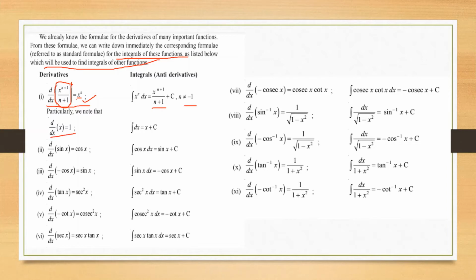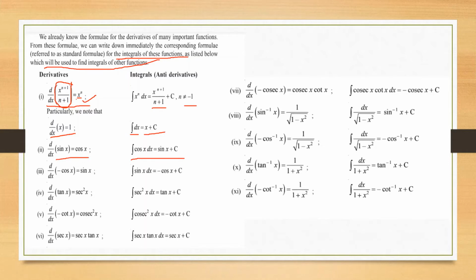d/dx of x was 1. Now the derivative of x is 1, which means integral of 1 dx is equal to x plus c. The c we are introducing is the constant of integration in the case of indefinite integral. Okay, and when we have limits on this integral, it becomes a definite integral, and in that case the c will be fixed. Now d/dx of sin x is cos x, so that means integral of cos x is sin x plus c.